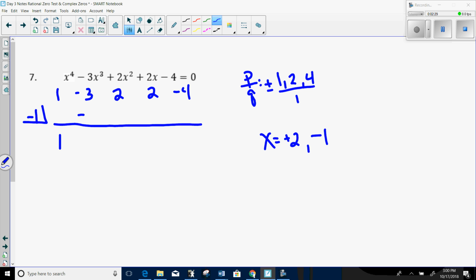We multiply. We combine to get -4. We multiply to get +4. We add, we get 6. We multiply, we get -6. We combine, we get -4. We multiply, and we get a +4, which is a remainder of 0.